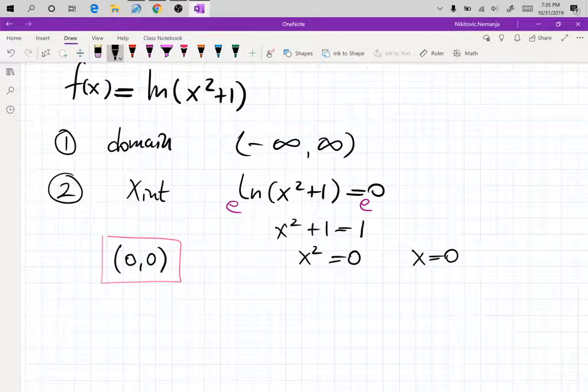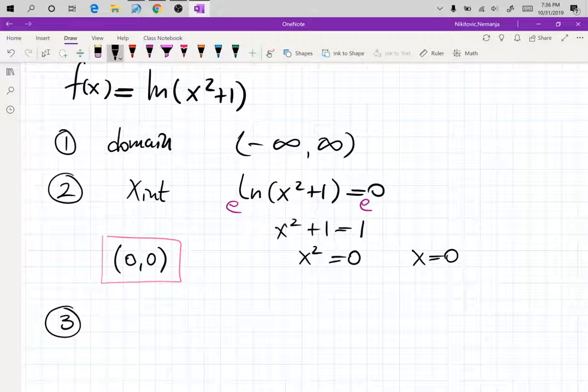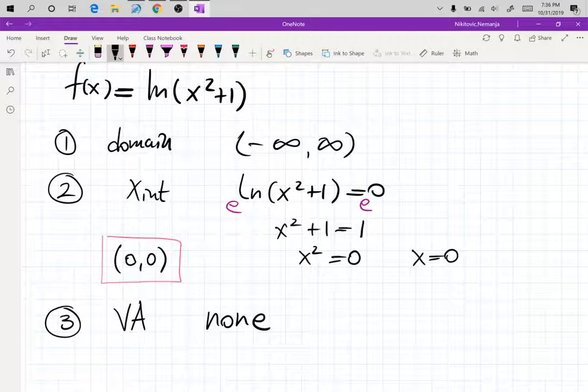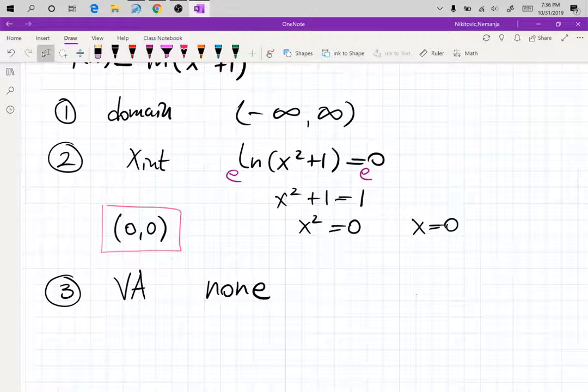Number 3 is going to be asymptotes. Now, usually ln has a vertical asymptote at 0, but this time it's losing that asymptote because the quantity in parentheses can never be 0. So there are no vertical asymptotes in this case.